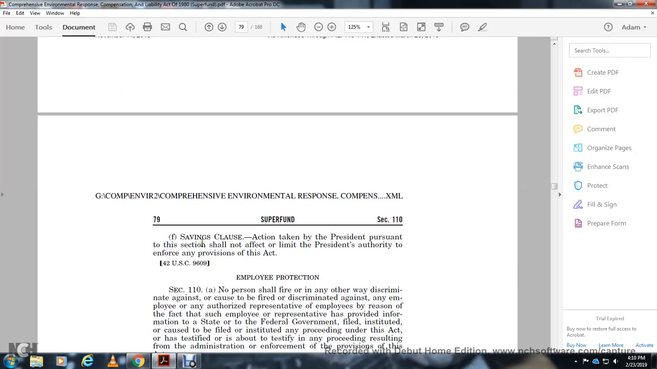Savings clause. Action taken by the President pursuant to this section shall not affect or limit the President's authority to enforce the provisions of the act.